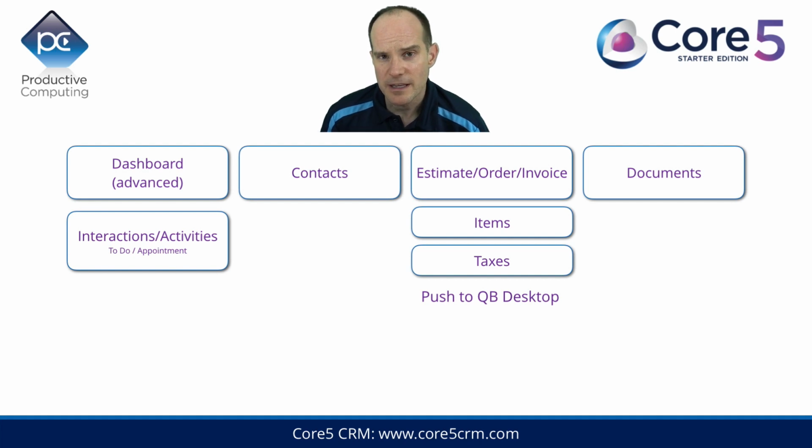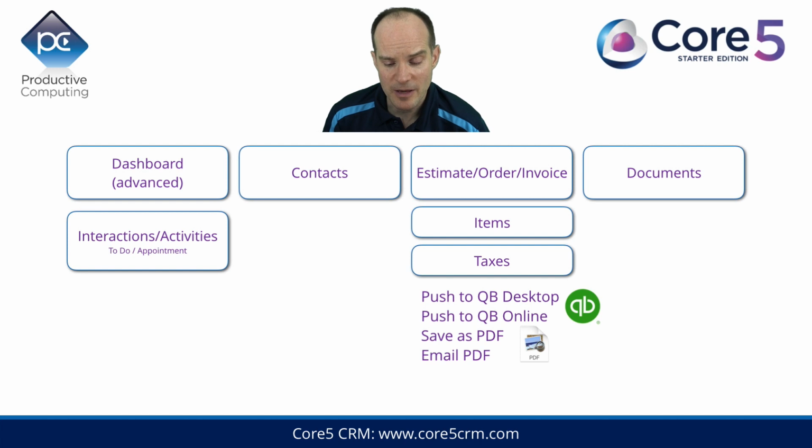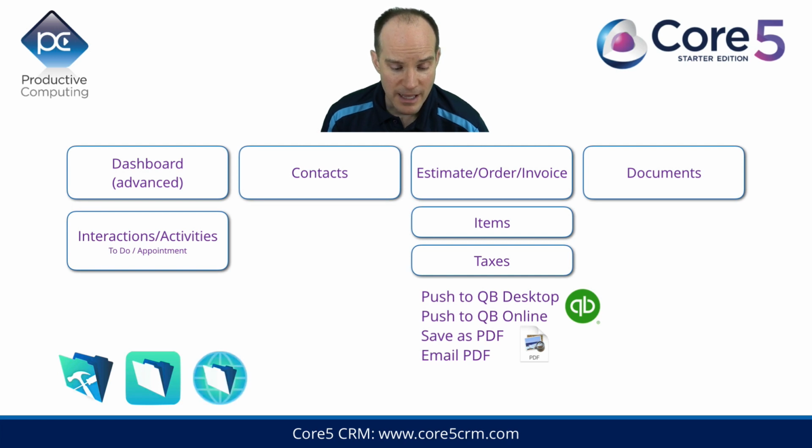And then within the invoice system, you can push that to QuickBooks Desktop, QuickBooks Online, which I already mentioned. You can save it as a PDF and you can email that PDF. This is compatible with FileMaker Pro Advanced. It's also compatible with FileMaker Go, and perhaps most exciting, it's compatible with FileMaker WebDirect. So it gives you a lot of nice deployment options.